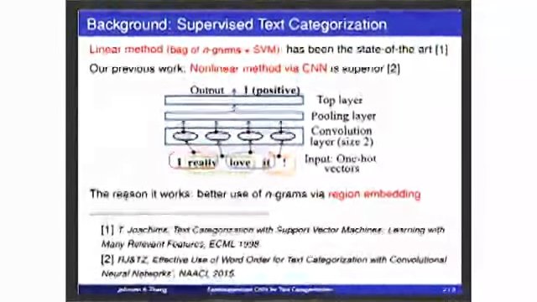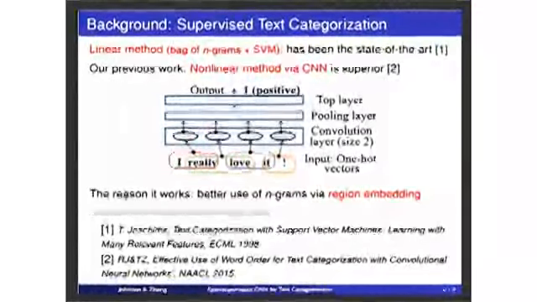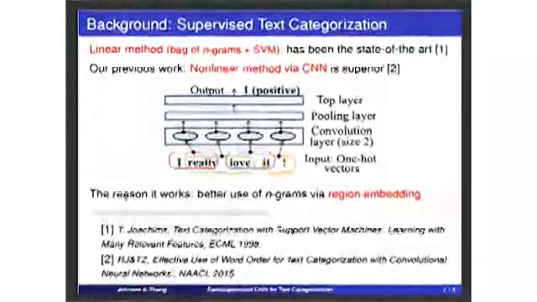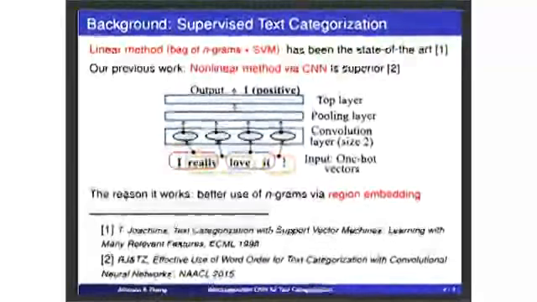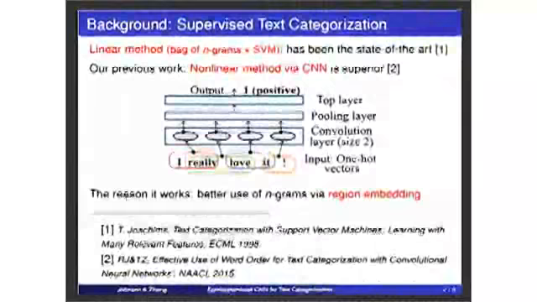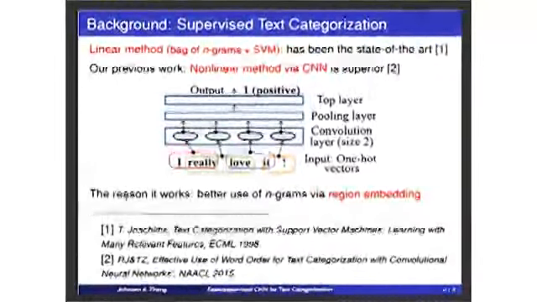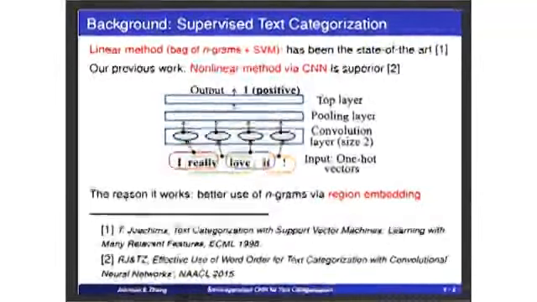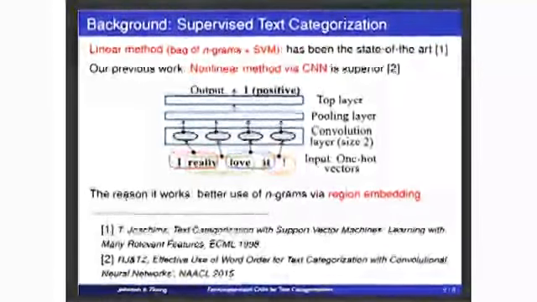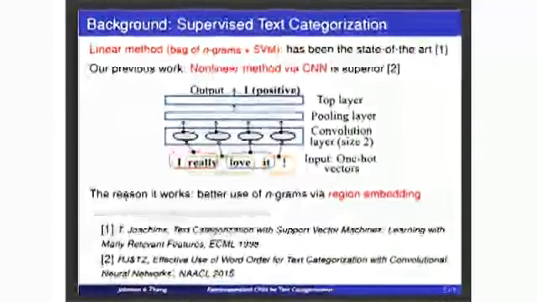So the idea we really try to play with, and it can beat linear methods, but what really matters, we found, is that it's a better use of n-grams, basically using region embedding. For the traditional linear method, you use n-grams plus a linear method like SVM, but here you embed an n-gram or a region into an embedding vector, and then you can think of it as a bag of those. That essentially is, as far as I know, the state of the art for supervised text categorization.